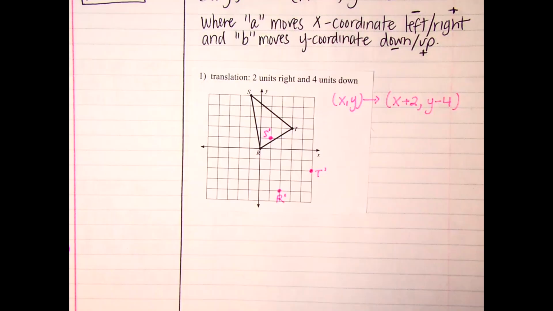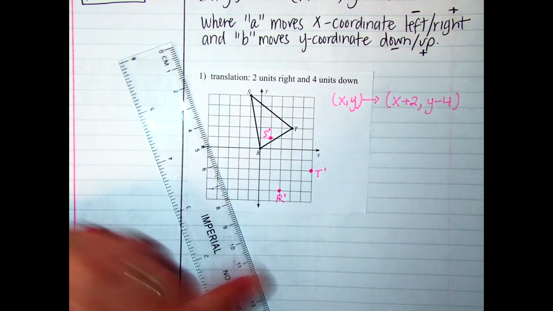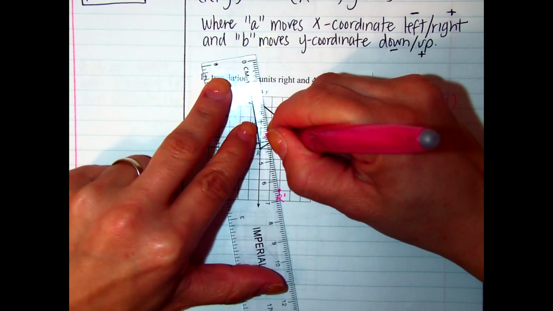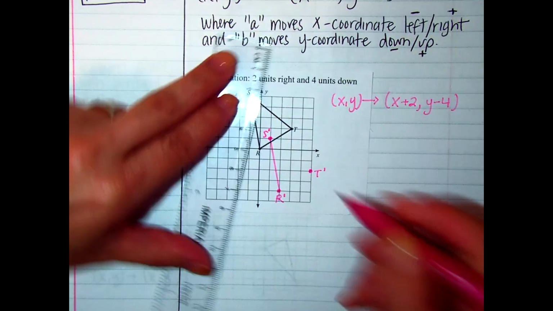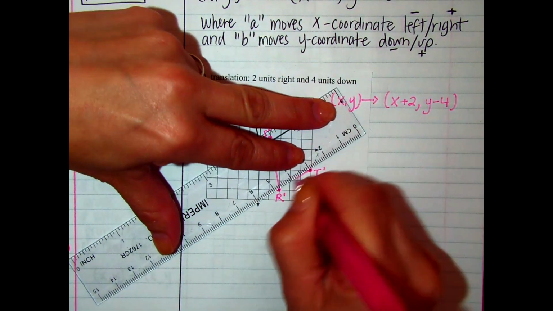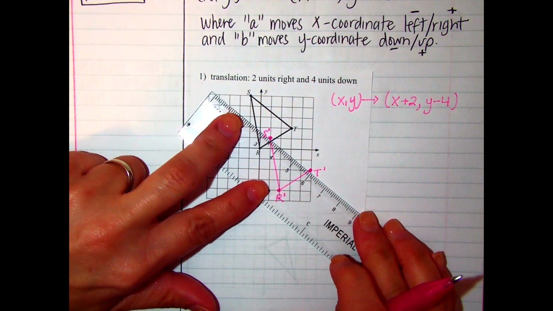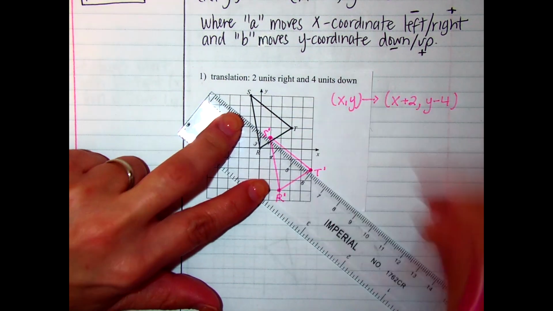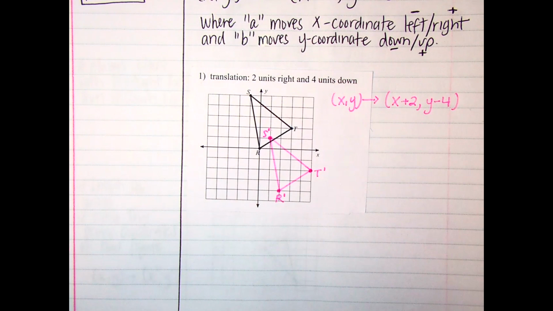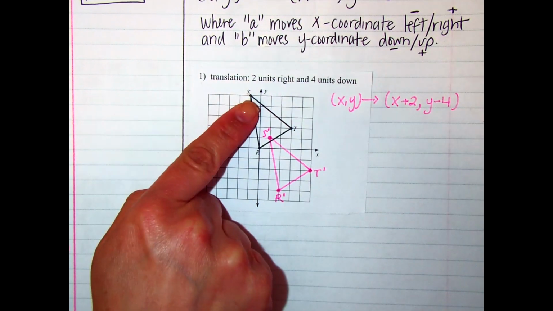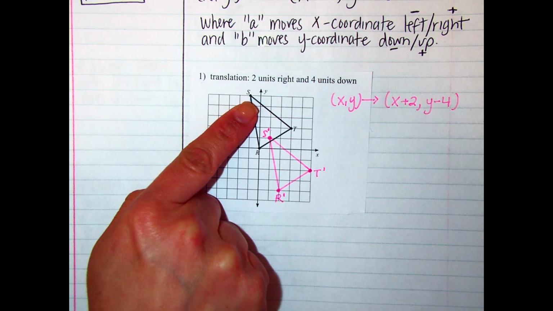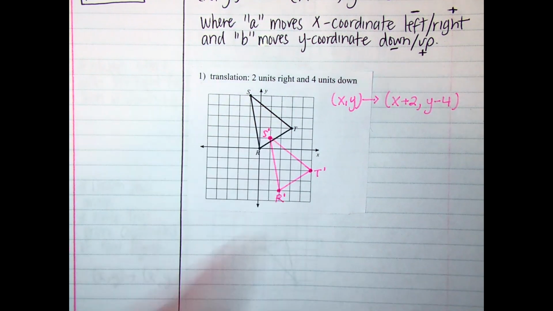So we know that we are done when we now draw the shape, and now this becomes our image. Make sure that you use a straight edge so that everything is nice and precise. And there you have it. Okay? So we took our pre-image and we slid it 2 units to the right and 4 units down, and this is our new location. Notice that our image did not get bigger or smaller; the dimensions of the shape stay the same.